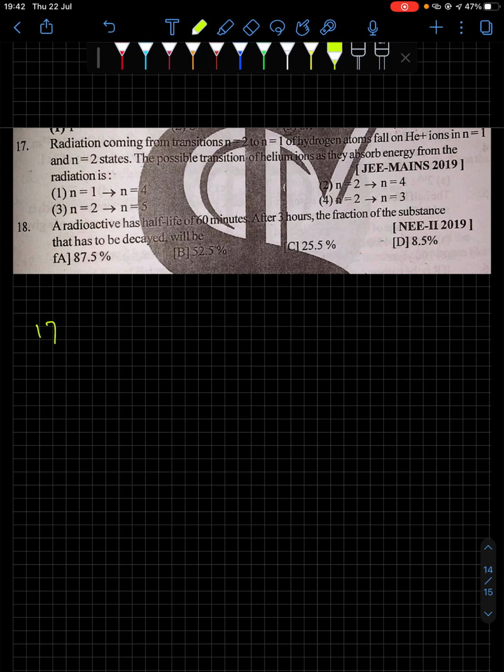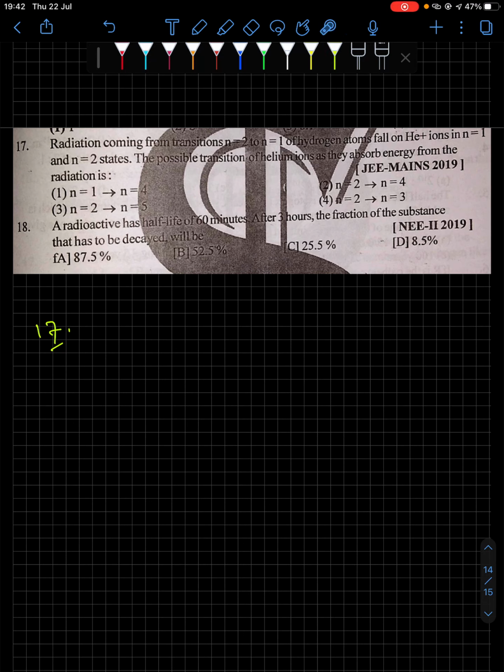The ratio of the mass density of nuclei of calcium 40 and oxygen 16 is close to what? Now we know well that nuclear density is a constant quantity. Yes, nuclear density is 2.3 into 10 to the power 17 kg per meter cube. This is constant. So the ratio rho 1 by rho 2 will be 1 only. Option number 1 is the answer. Question number 17.